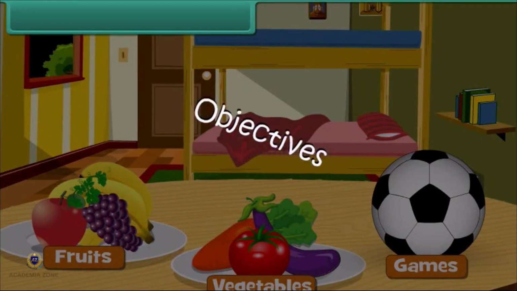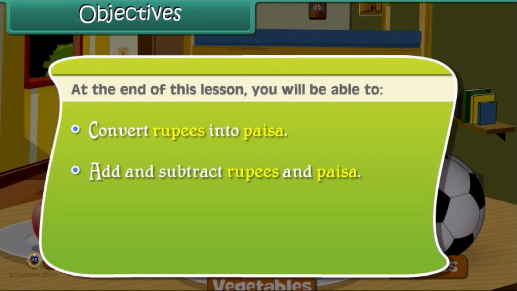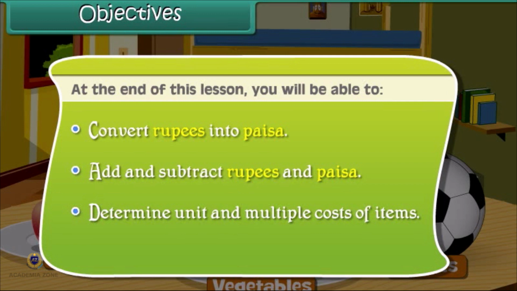Objectives. At the end of this lesson, you will be able to convert rupees into paisa, add and subtract rupees and paisa, determine unit and multiple costs of items, estimate the total.